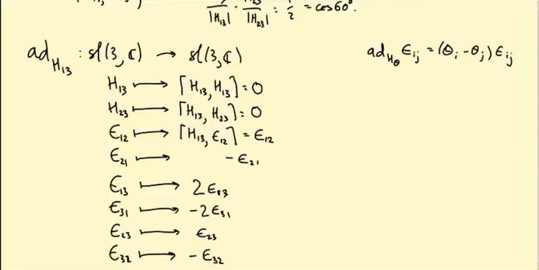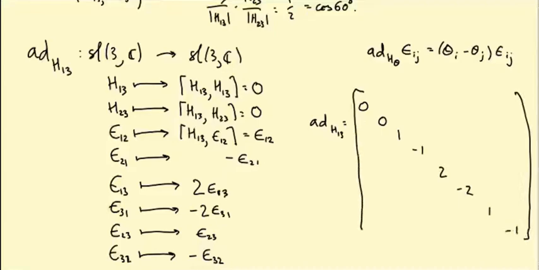So you can check those. These are all supposed to be H13 bracketed with whatever is in this left-hand column. So as a matrix, with respect to this basis here, ad H13 is diagonal because everything is mapping to a multiple of itself. The first two diagonal entries are 0 and 0. Then we have 1, minus 1, 2, minus 2, 1, minus 1. And we get this big 8x8 matrix. Most of the entries are 0, except for these diagonal entries. So that's the matrix ad H13 with respect to this basis.